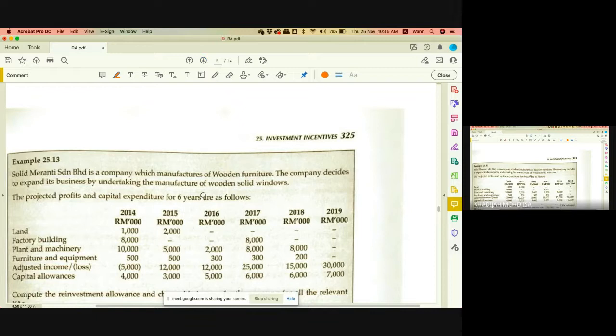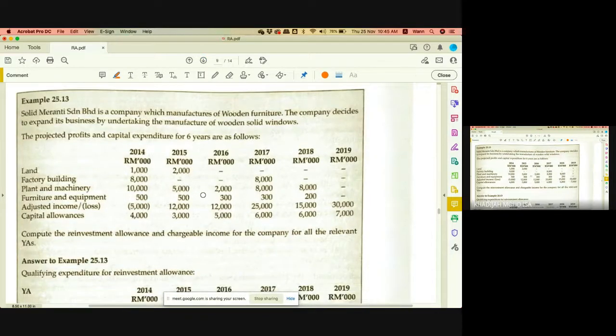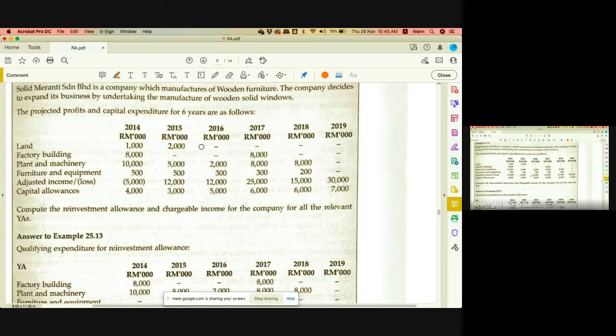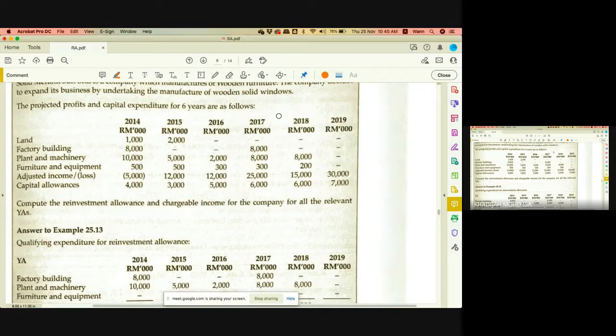Okay, in this example, 25.13, Solid Meranti Sdn Bhd, a company that manufactures wooden furniture, decides to expand business by undertaking manufacture of wooden solid windows. So you're given 6 years, yeah. So normally under Pioneer or ITA is only 5 years, but because RA, the period is 15 years. So here the example given is for 6 years.